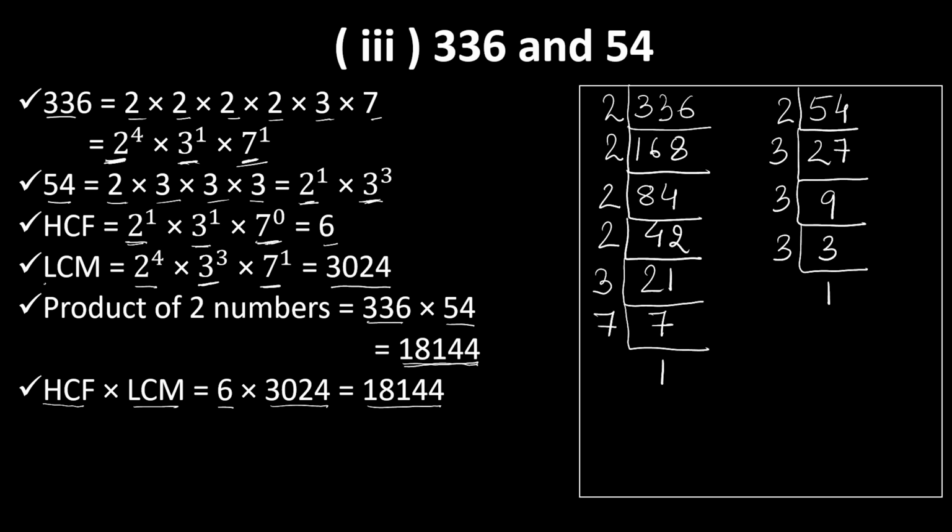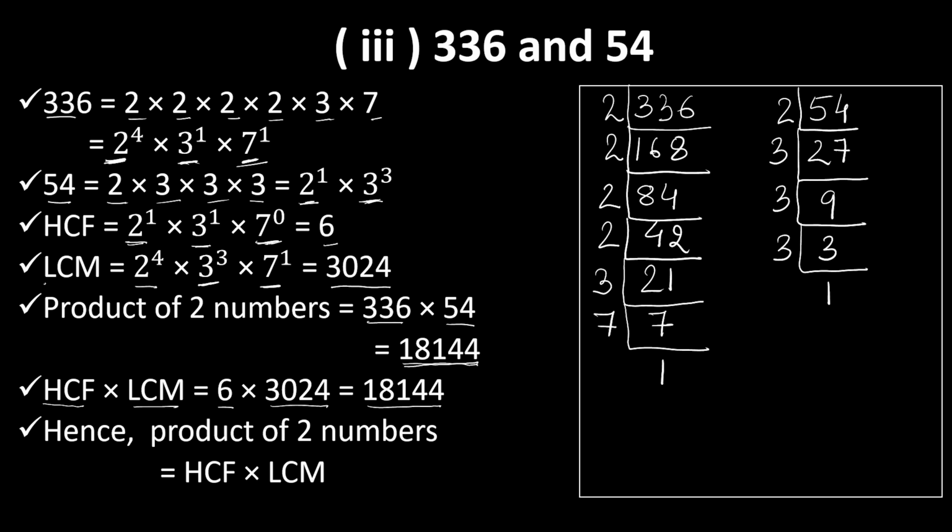If you multiply the two numbers 336 with 54, we are going to get the same number as we get by multiplying the product of their HCF and LCM. And hence we can write down that the product of the two numbers is equal to their highest common factor into their lowest common multiple.